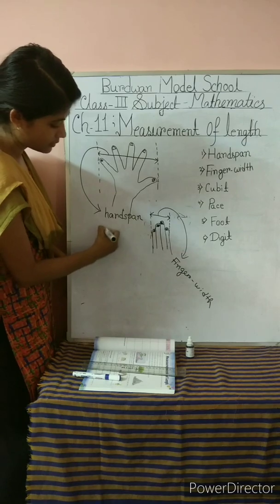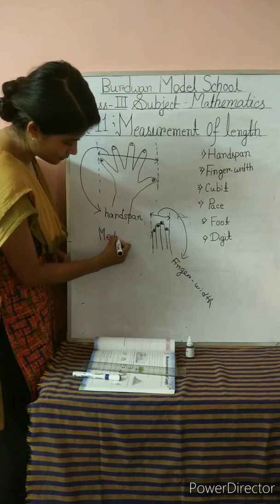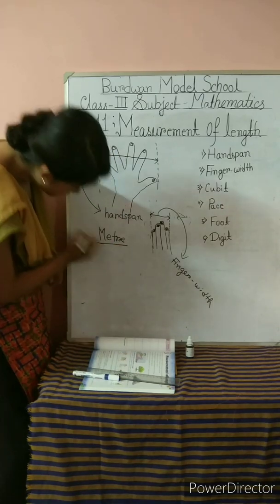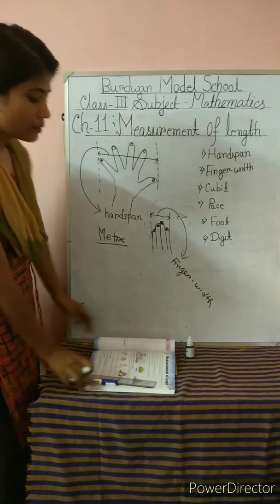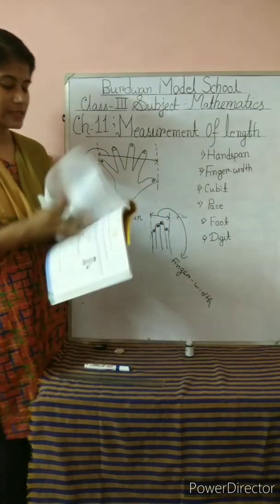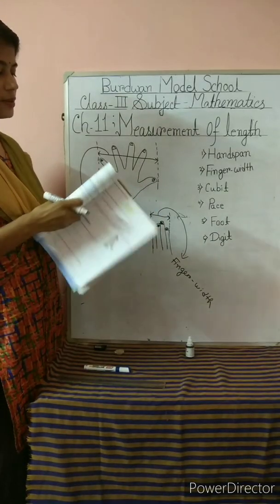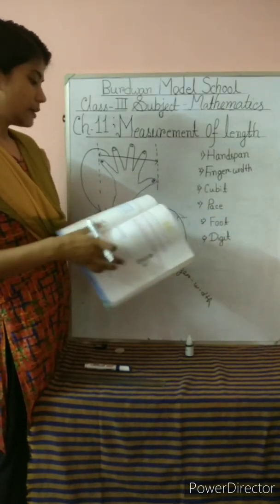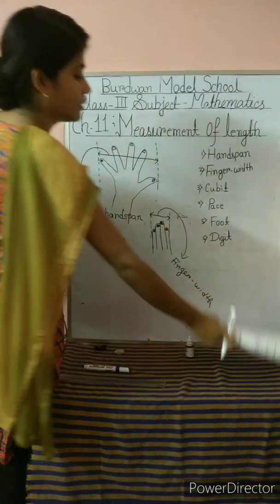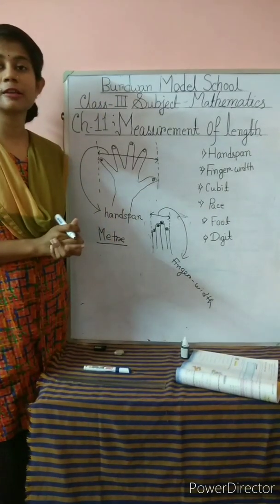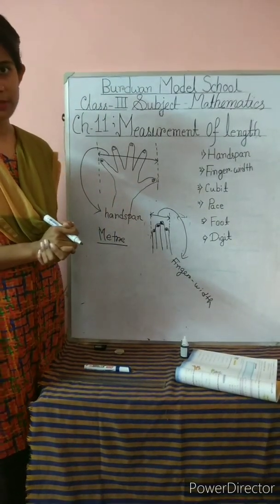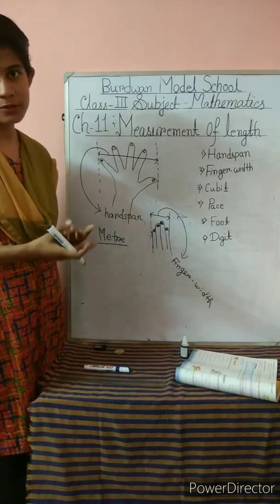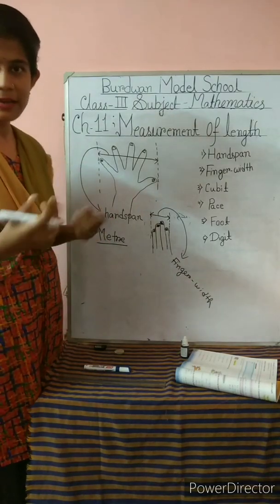And what is the spelling of meter? M-E-T-R-E, meter. Now on the next page, you can see they have given you the picture of a ruler. I think all of you have a ruler. Now the main important thing that you have to learn here is the relation between these three units. I have used three units now: meter, centimeter and kilometer.